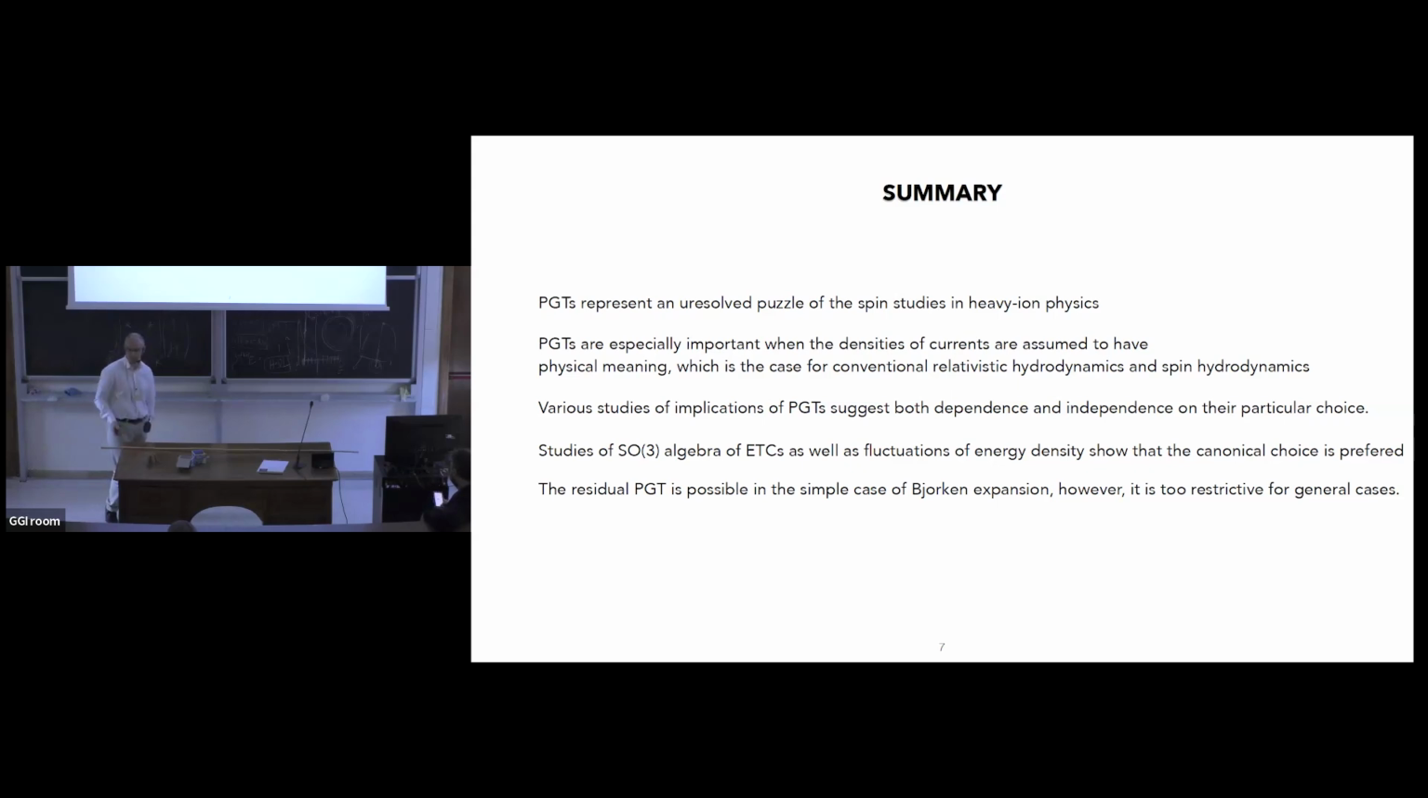And this is in kind of agreement with what Francesco found some years ago with Leonardo for the dissipative coefficients. And there is some residual pseudogauge which is possible in the Bjorken expansion, but it's very restrictive and kind of trivial in this case. And yeah, this is more or less what I wanted to discuss today.